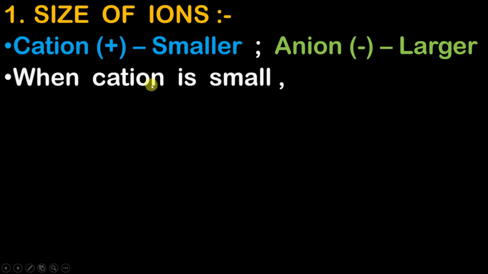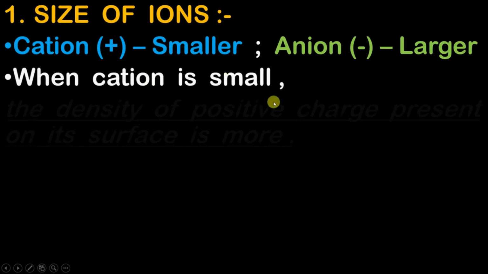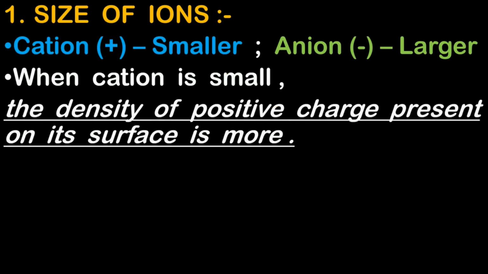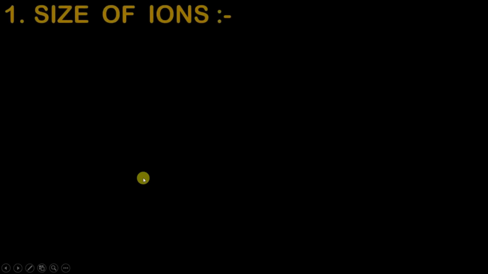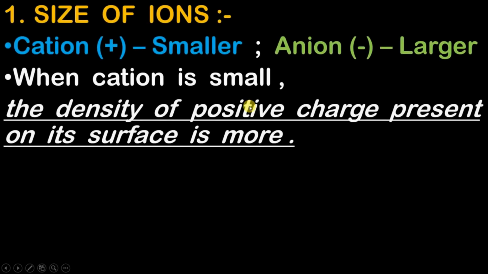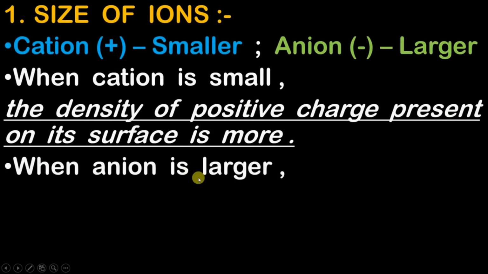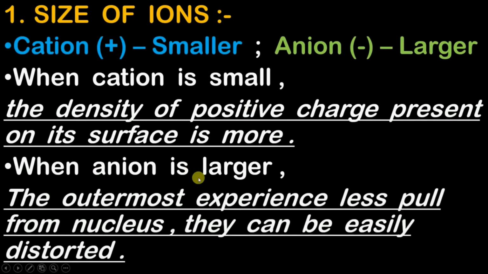Because when the cation is small, the density of positive charge present on its surface is more, and therefore it can easily pull the electron clouds of the outermost energy level of the anion. And what happens if the anion is large? When the anion is larger, the outermost electrons experience less pull from the nucleus and hence they can be easily distorted.